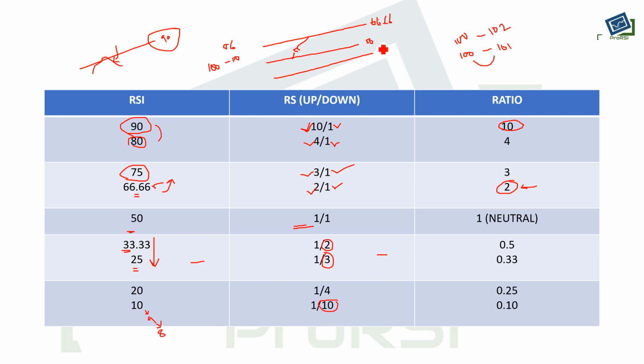Now when we are deep into the oversold area, suppose this is the level of 10, we are deep into the oversold area.